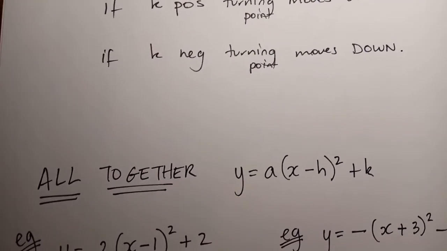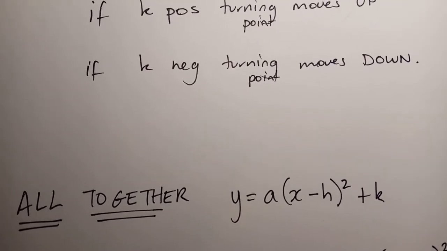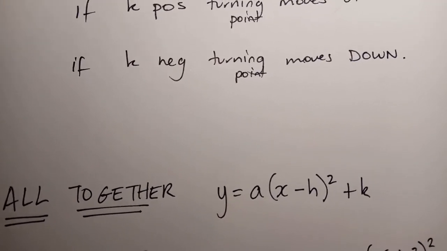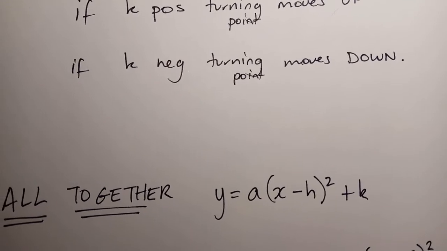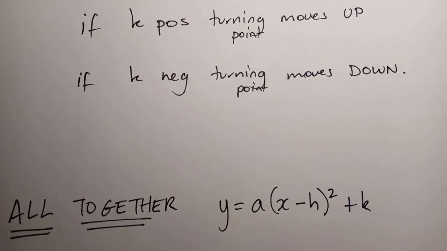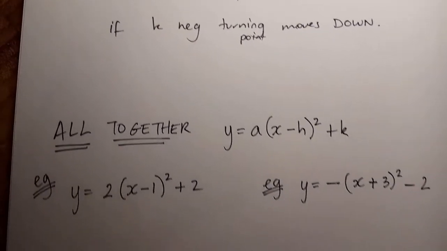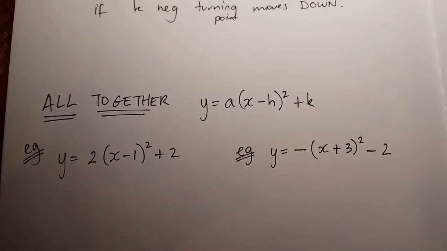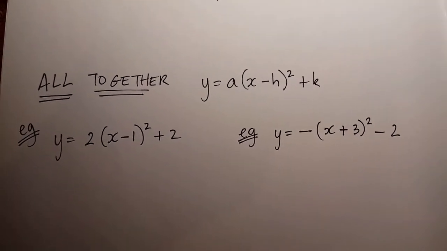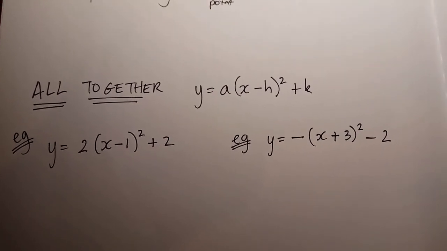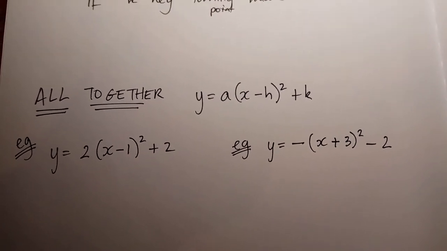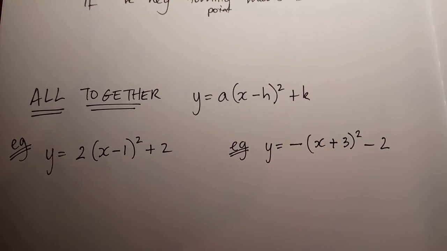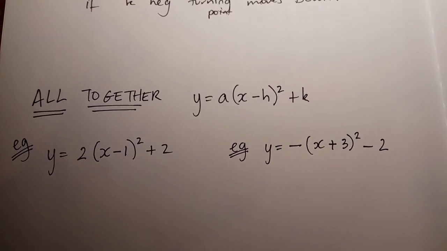Now, let's try it all together, where we have a situation where we have a dilation factor, a horizontal translation factor, and a vertical translation factor. Pause the video and have a go at these 2 examples. Before you attempt sketching, write down the values for a, h, and k and describe what they do to the curve and to the turning point.